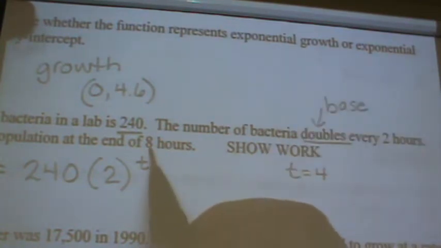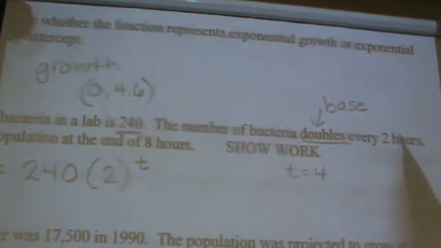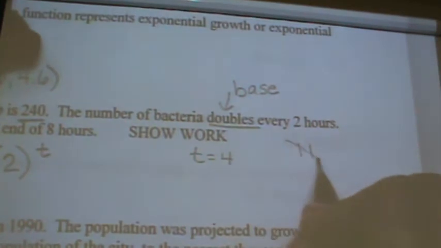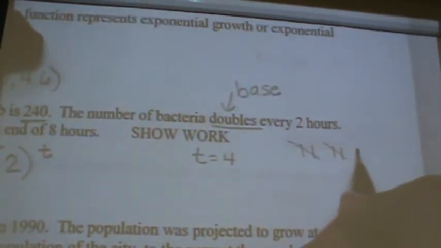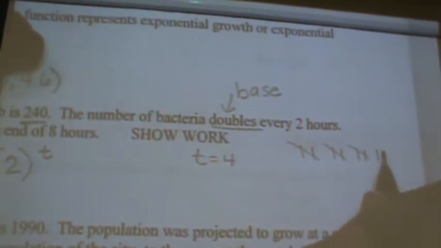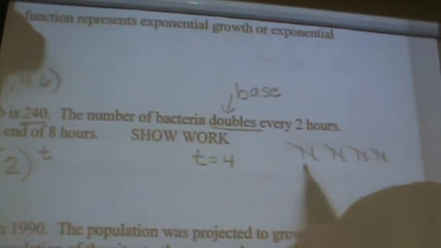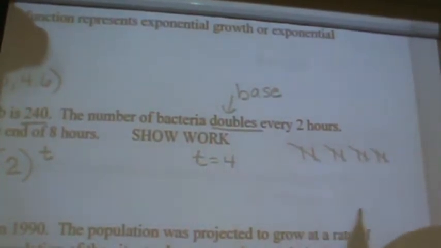Do not put 8 here. So every 2 hours, that's 1. 2 hours, that's 2. 2 hours, that's 3. 2 hours, that's 4. So 2, 4, 6, 8, that's 8 hours. So T is 4.